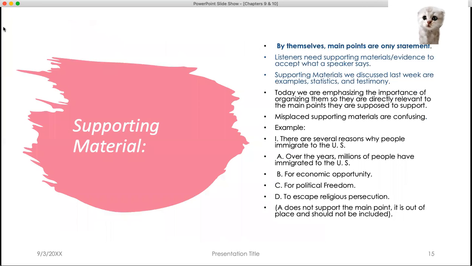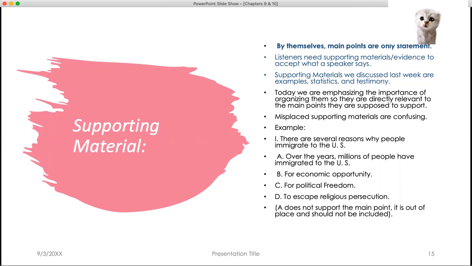Supporting material, we've kind of discussed this in the prior chapters. Really by themselves, the main points are only statements that you're making. Listeners need that supporting material or evidence to accept what you're saying. Supporting materials that we discuss are examples, statistics, and testimony.